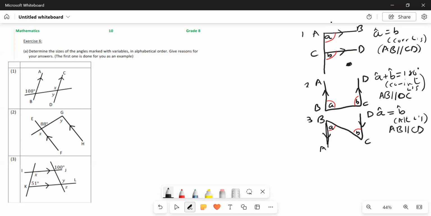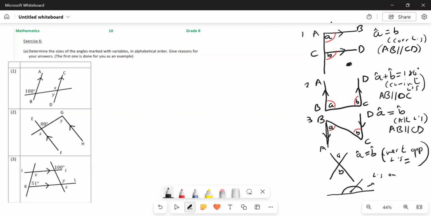So we need to consider everything based on straight lines. Now we have our X alphabet as well. Let's say we have A and B. Now we can conclude that A is equal to B, and the reason: vertically opposite angles are equal, right? And then the last one, we have a straight line. So this one has to do with angles on a straight line.